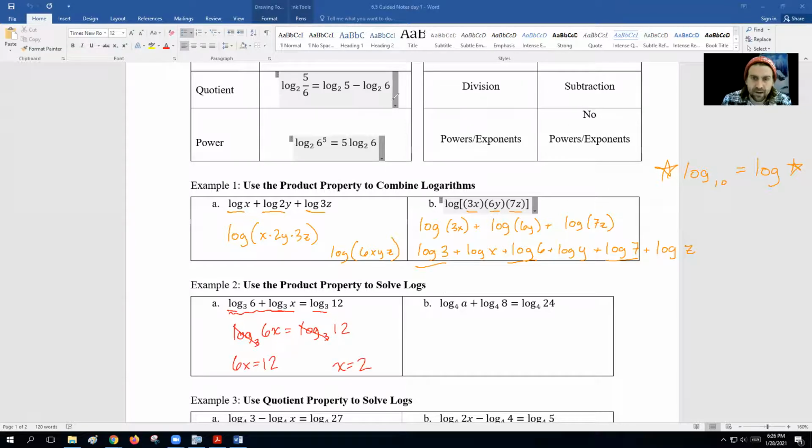All right, so why don't you guys pause the video to see if you can do problem B here. All right, so we got common logs. We have to multiply them together. So we get log base 4 of 8a equals log base 4 of 24. The similar logs cancel each other out, and we get 8a equals 24. All we need to do is divide, and hopefully you got a equals 3.